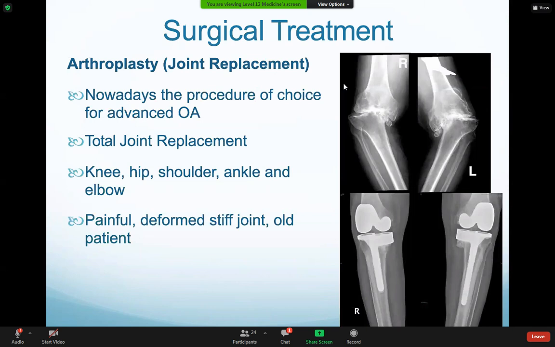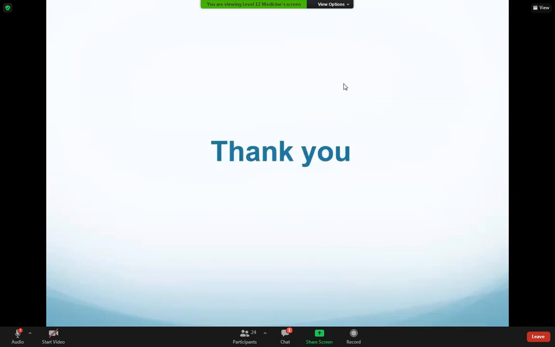Arthroplasty, or joint replacement, nowadays is the procedure of choice for advanced osteoarthritis. We do a total joint replacement. Knee, hip, shoulder, ankle, and elbow joints can be replaced. The indications are painful, deformed, stiff joint, usually in older patients.